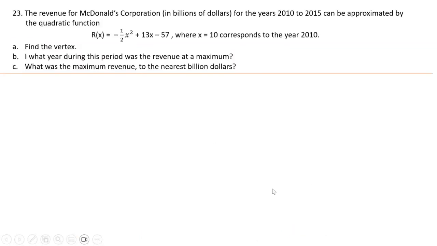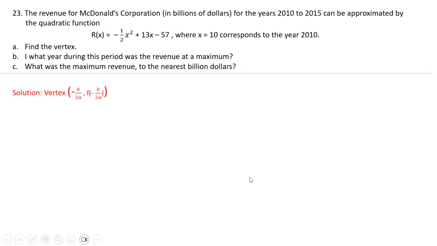Okay, now let's use quadratic functions in real life. This is an example. Number 23. The revenue for McDonald's Corporation in billions of dollars for the years 2010 to 2015 can be approximated by the quadratic function r of x equals -1/2 x squared plus 13x minus 57, where x equals 10 corresponds to the year 2010. For part A, they want you to find the vertex. For part B, in what year during this period was the revenue at the maximum? And for part C, what was the maximum revenue to the nearest $1 billion?